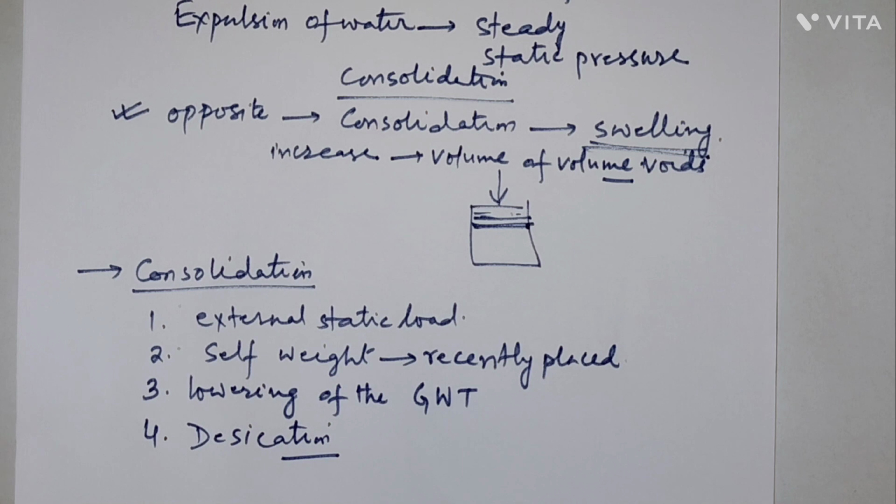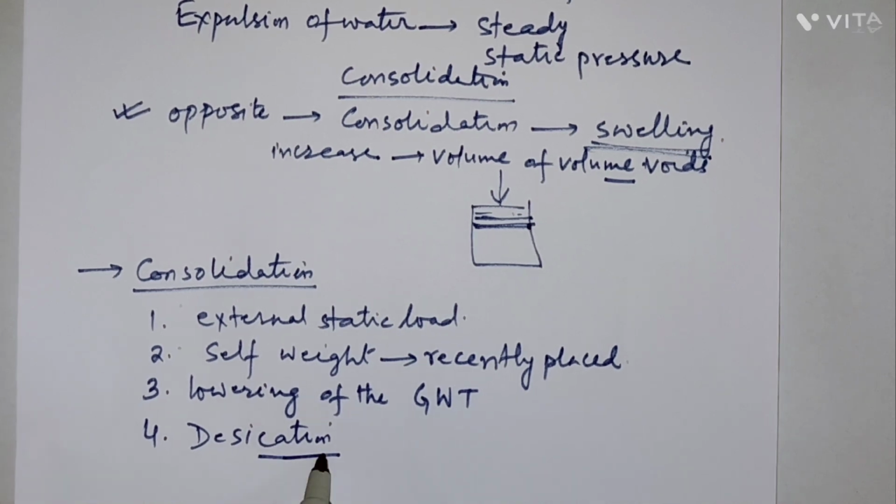What is desiccation? The process in which wet soil dries and soil moisture content decreases as the moisture evaporates into the surrounding environment, leading ultimately to cracking of the ground surface.